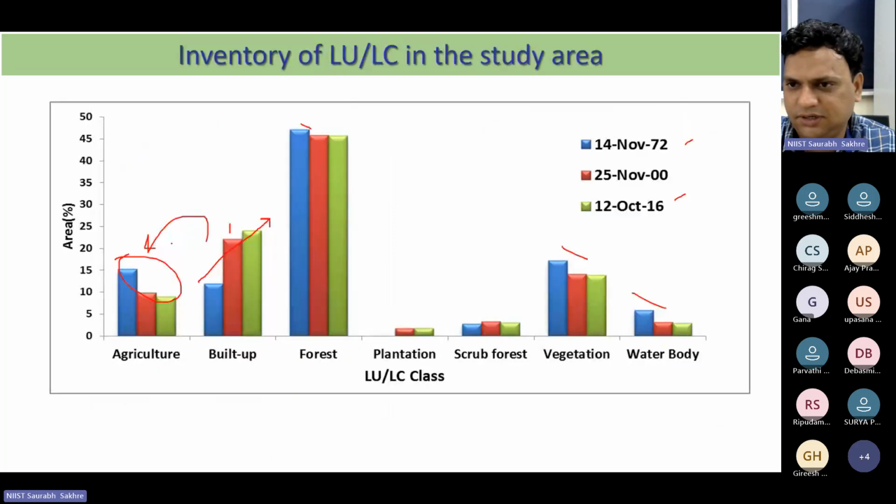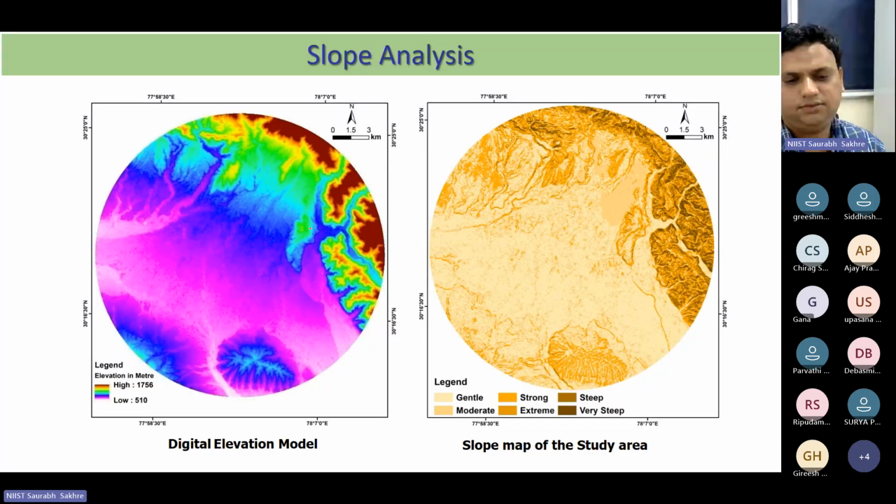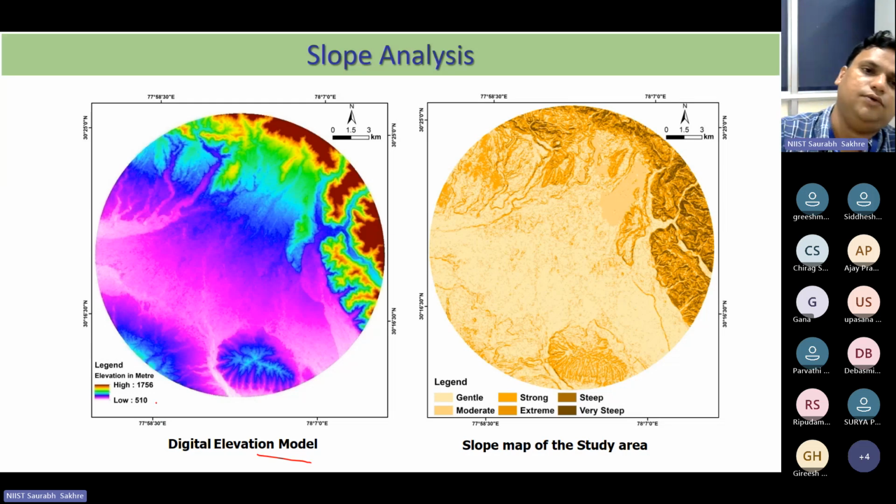Okay, so I hope up to this point it is crystal clear to you up to land use land cover analysis, because you have already seen that. Now this map on the left hand side is the digital elevation model, popularly known as DEM. This you can download from USGS.